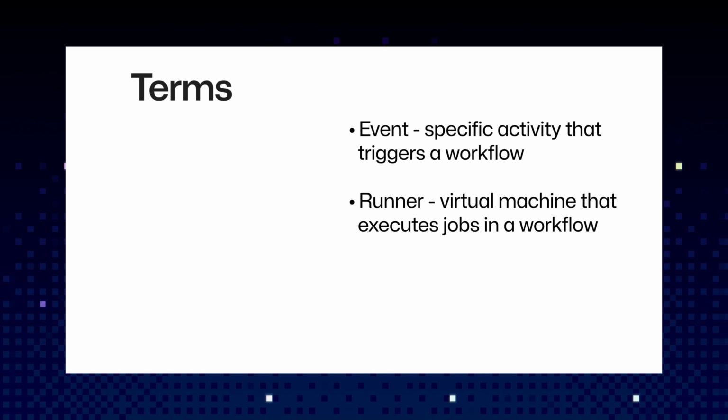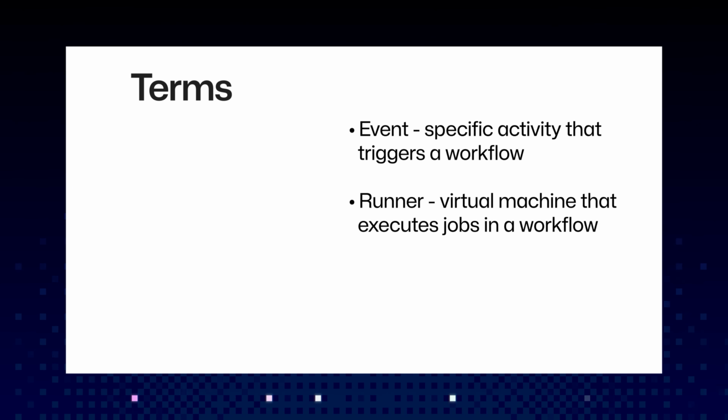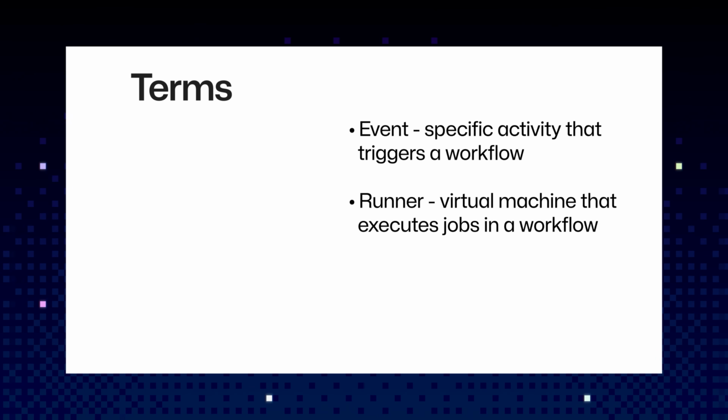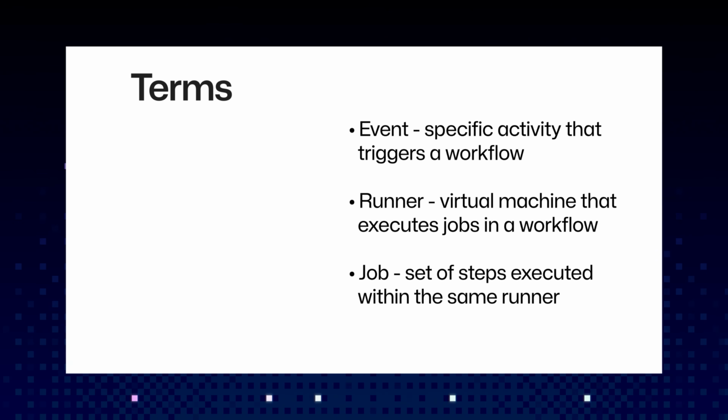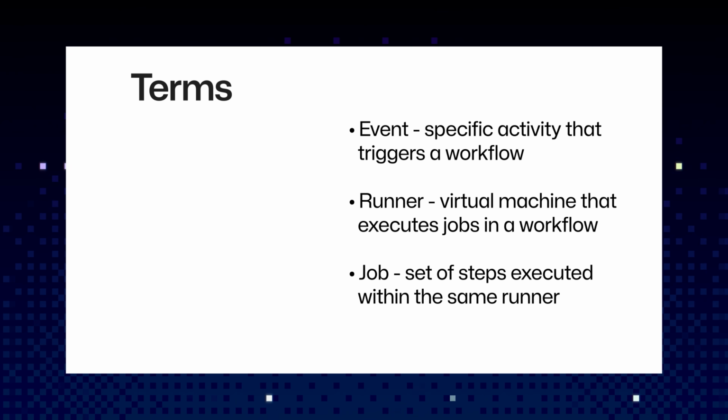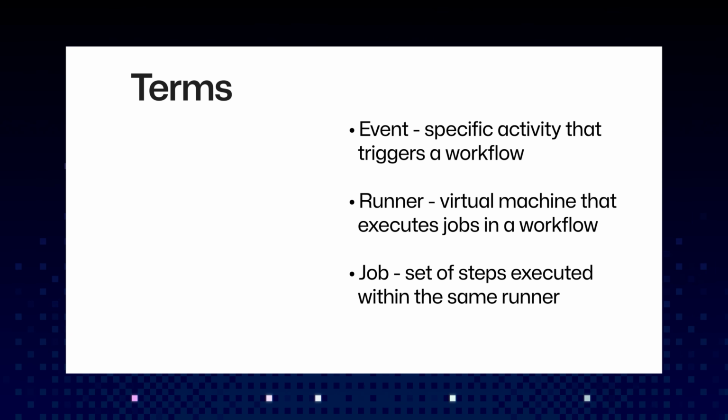A runner is a virtual machine that executes jobs in a workflow. GitHub provides hosted runners, or you can set up your own self-hosted runner. A job is a set of steps that's executed within the same runner. Each step is either a shell command or a pre-built action from the GitHub Marketplace. Now, workflows get triggered by events in a repository.